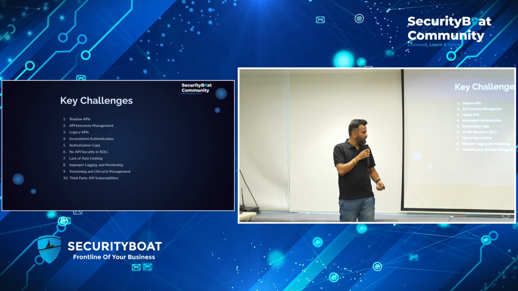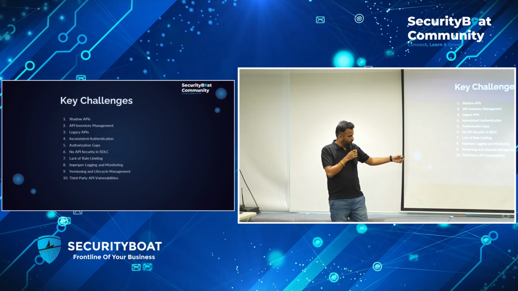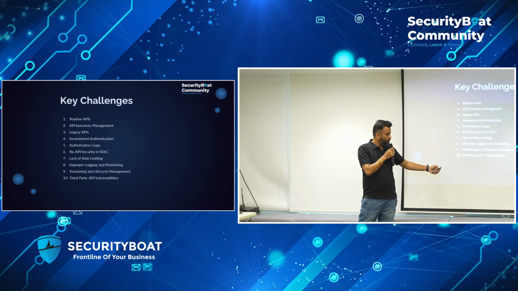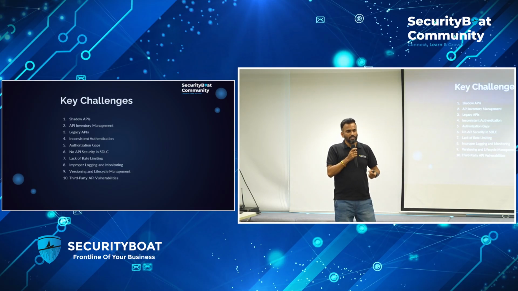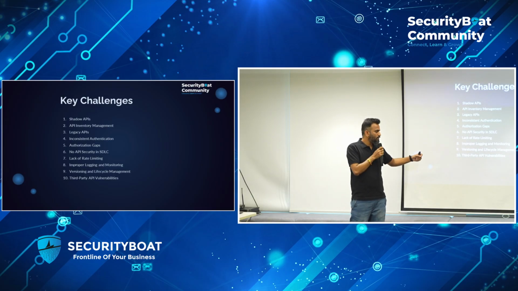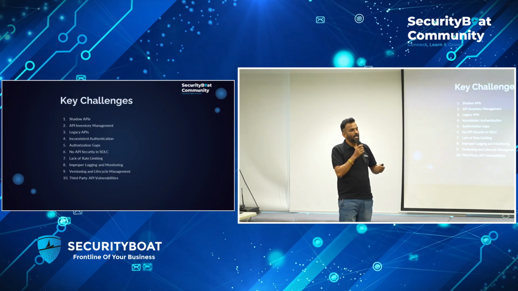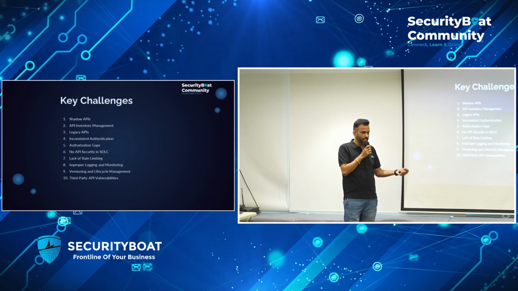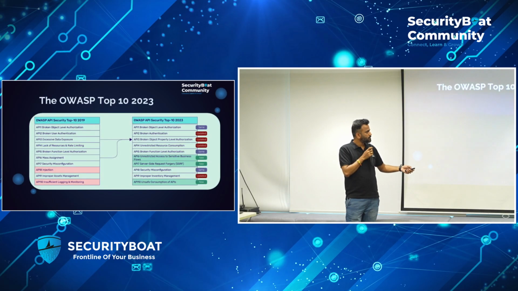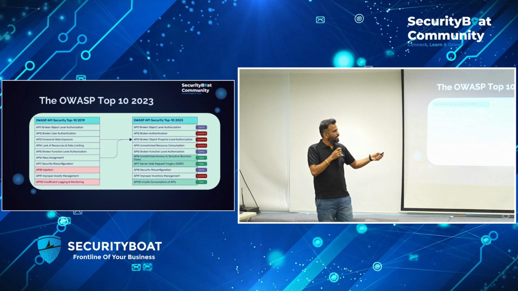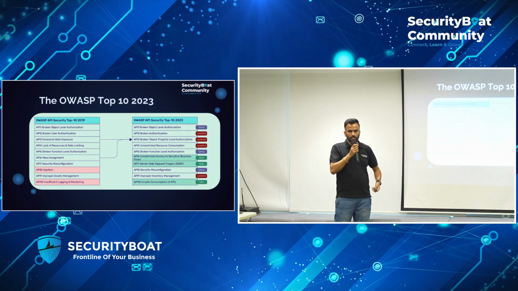Versioning, lifecycle management, third-party APIs. I can secure my APIs, but how can I secure the other party's APIs? Because we don't do third-party risk management properly. We don't ask the question, have you done any kind of pen testing before? Show me your pen test reports before integrating. We don't do this third-party risk management. And this, we all know. I think most of us know.